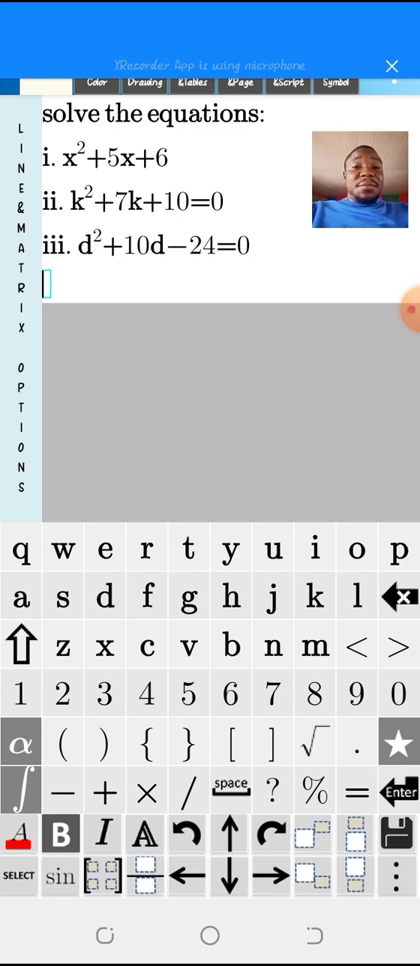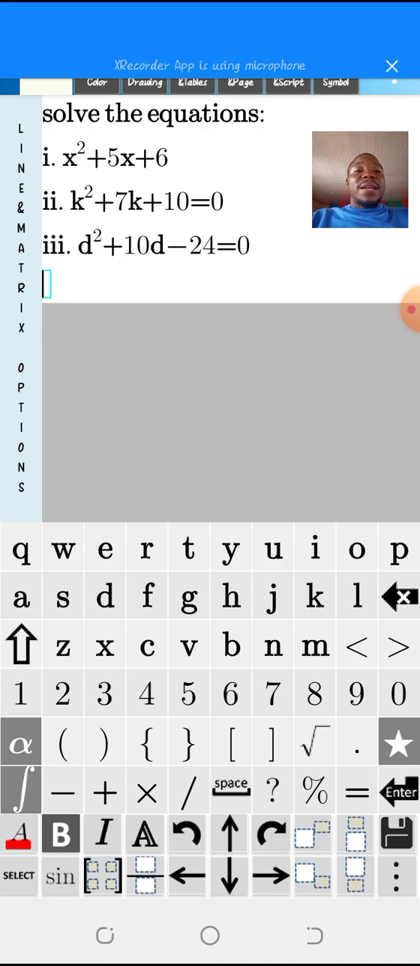We are here again. Today we'll be talking about how to solve quadratic equations. That's what we'll be looking at today, okay? We have various methods of solving quadratic equations, which include, one, the factorization method. We have the completing the square method. We have the formula method, and then the graphical method, okay? These are the four major methods used in solving quadratic equations.